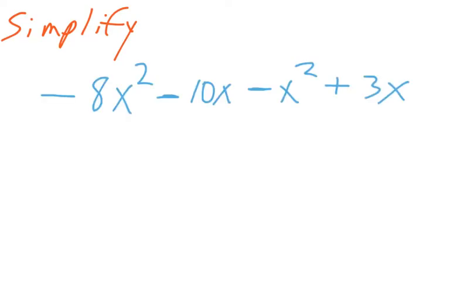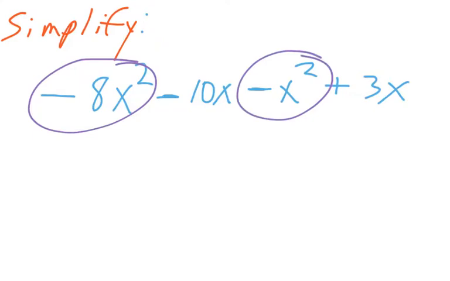So here we have negative 8x squared minus 10x minus x squared plus 3x. Since there's no parentheses and we're simplifying, that means we're combining like terms. So we're looking for the same variable and exactly the same exponent. Well, these two have the same variable and the same exponent.